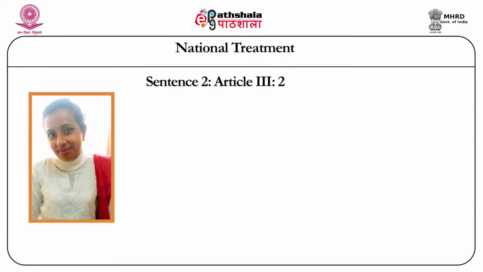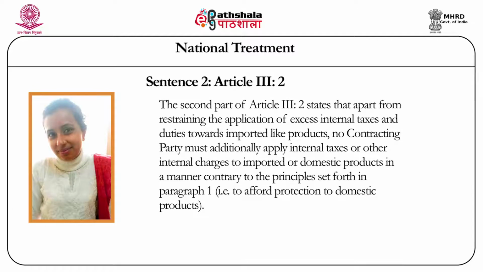The second sentence of Article 3, Clause 2. The second part of Article 3, Clause 2 states that apart from restraining the application of excess internal taxes and duties towards imported like products, no contracting party must additionally apply internal taxes or other internal charges to imported or domestic products in a manner contrary to the principles set forth in paragraph 1, that is, to afford protection to domestic products.